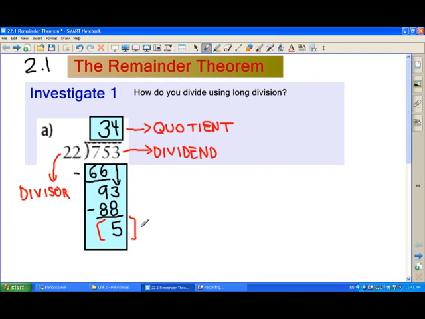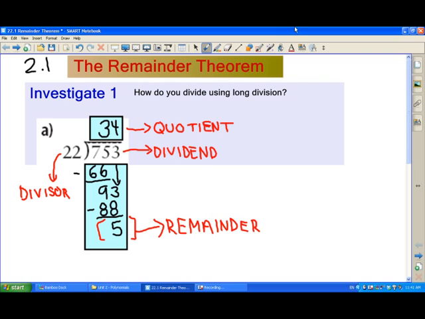So in this question, when we divided 753 by 22, we got an answer of 34, but we also had a little bit left over. And the number 5 is something called the remainder. Because 22 doesn't divide evenly into 753, there's a little bit left over. And that's that number 5.